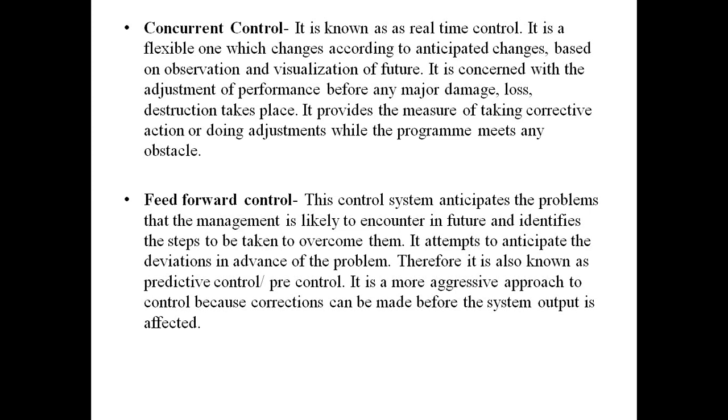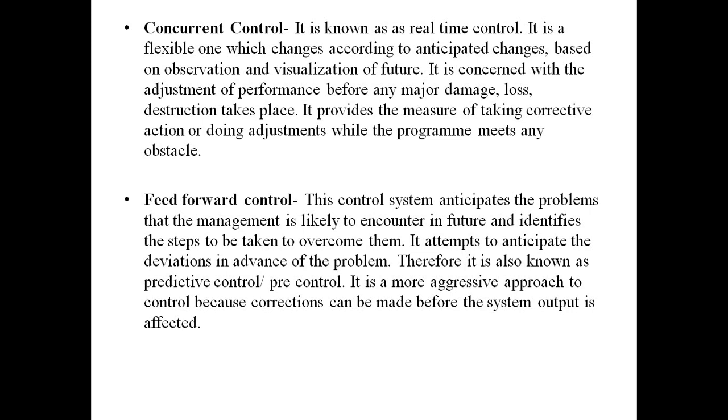Concurrent control occurs while an activity is still taking place. For example, the navigator of a ship adjusts its movements depending upon the direction of destination, obstacles and other factors. In industry, the control chart is an example of concurrent control. Fund flow analysis and network planning are also examples of such control.